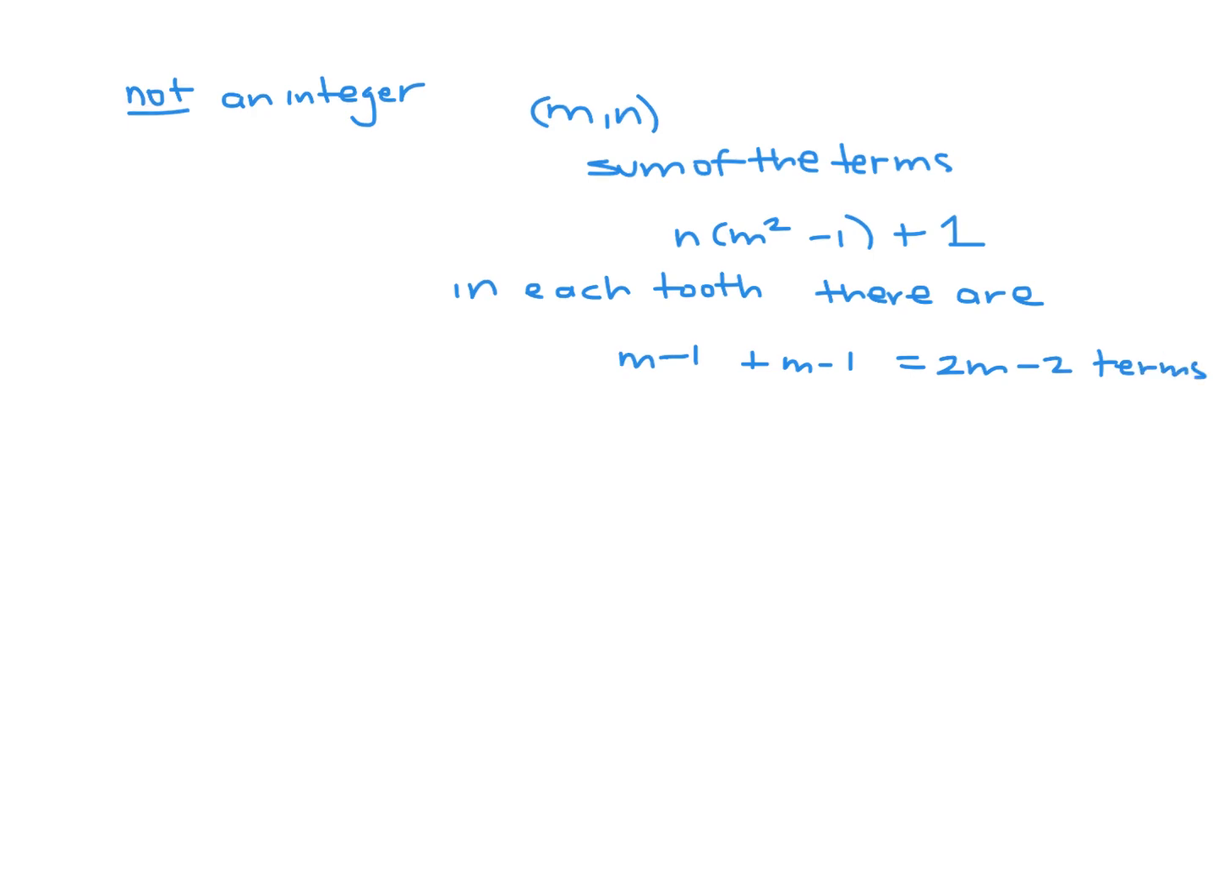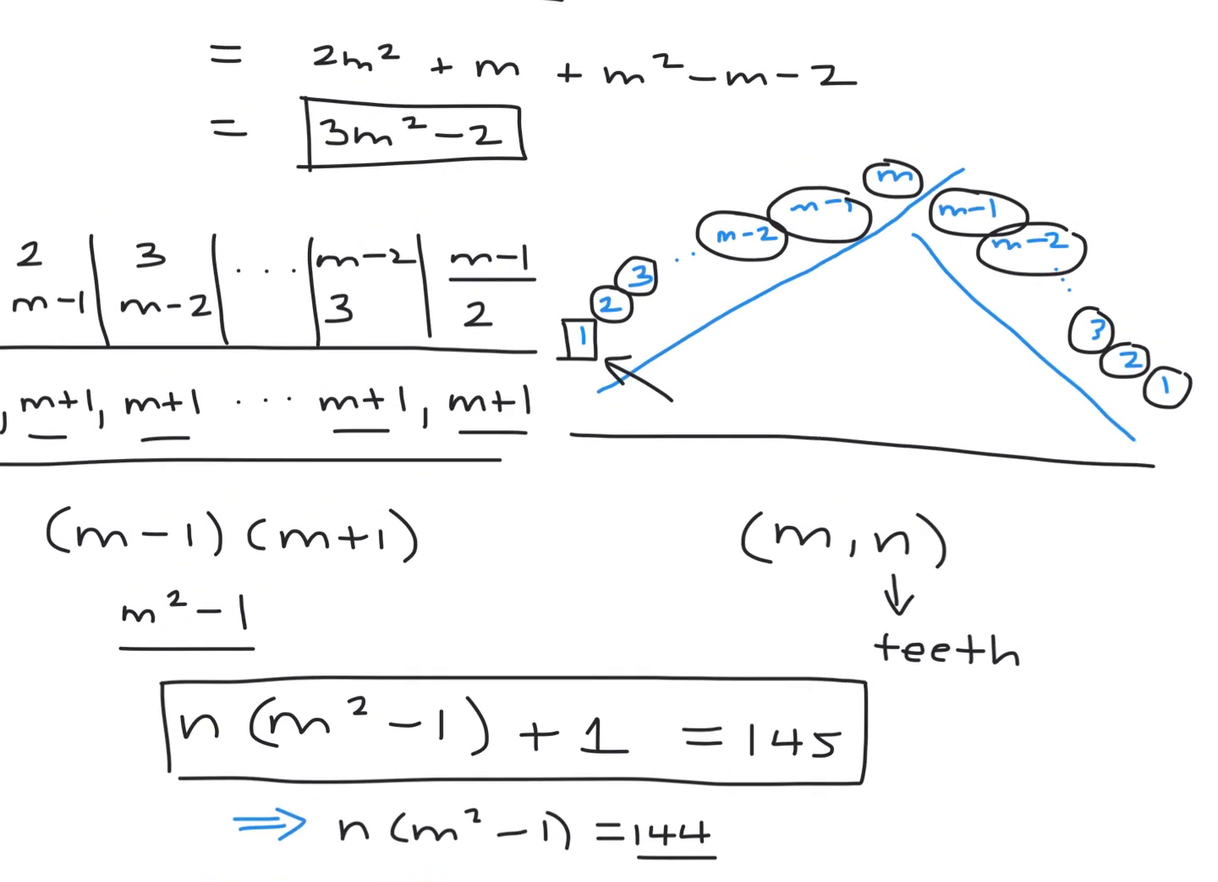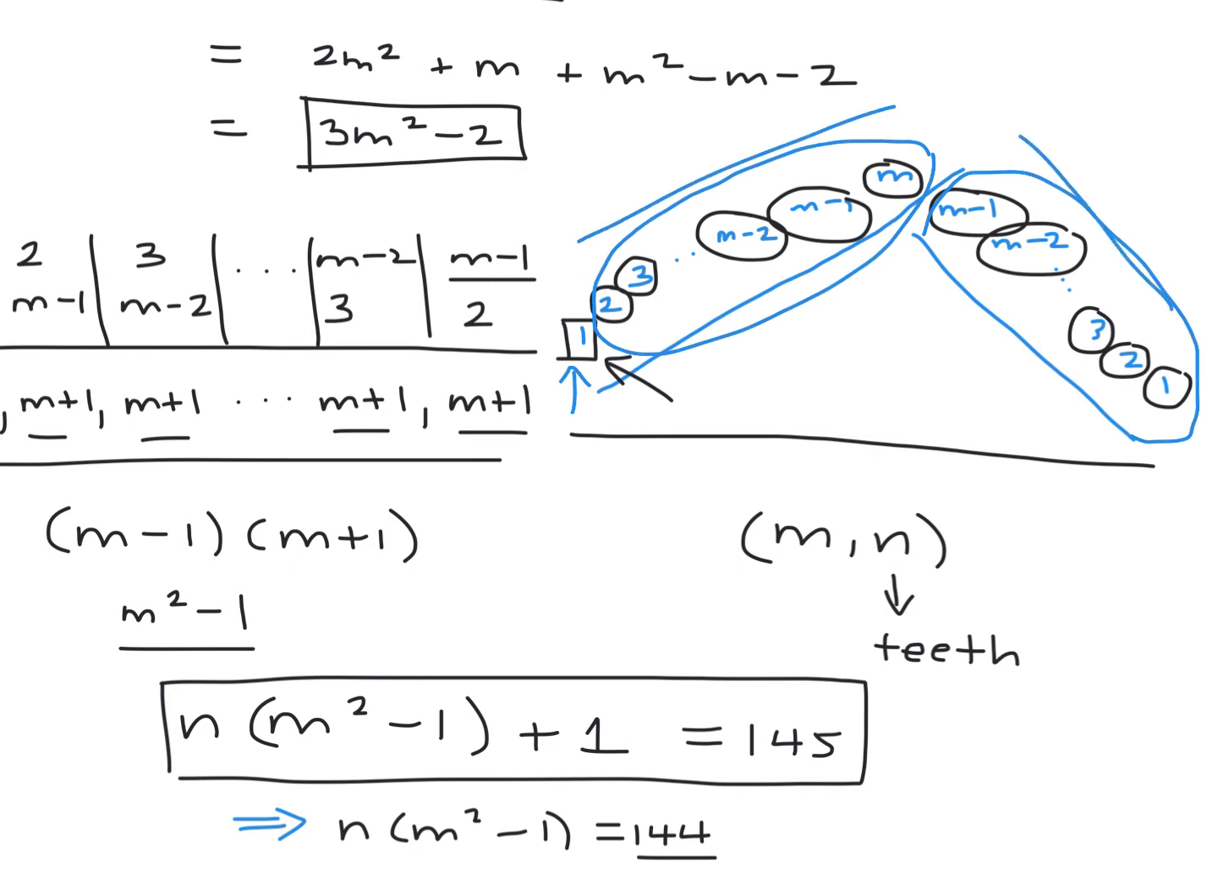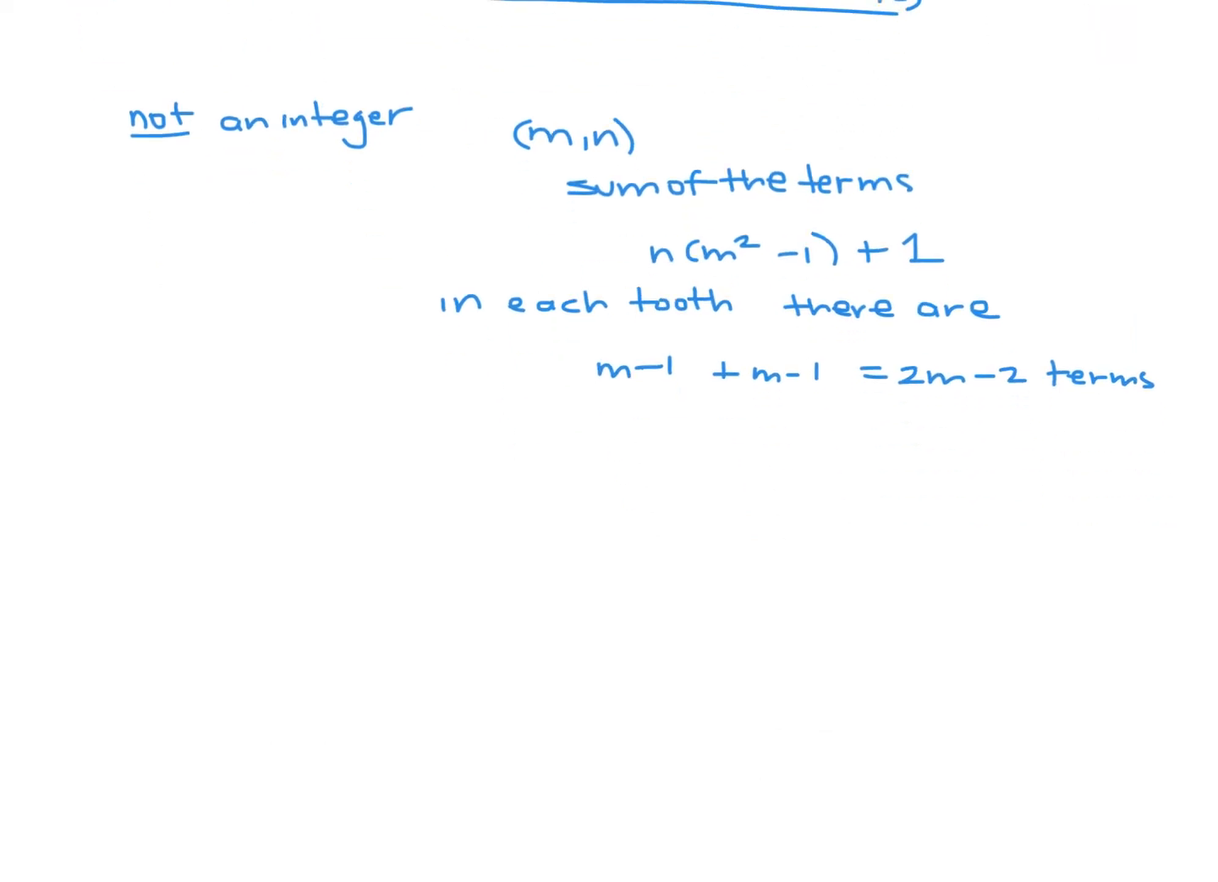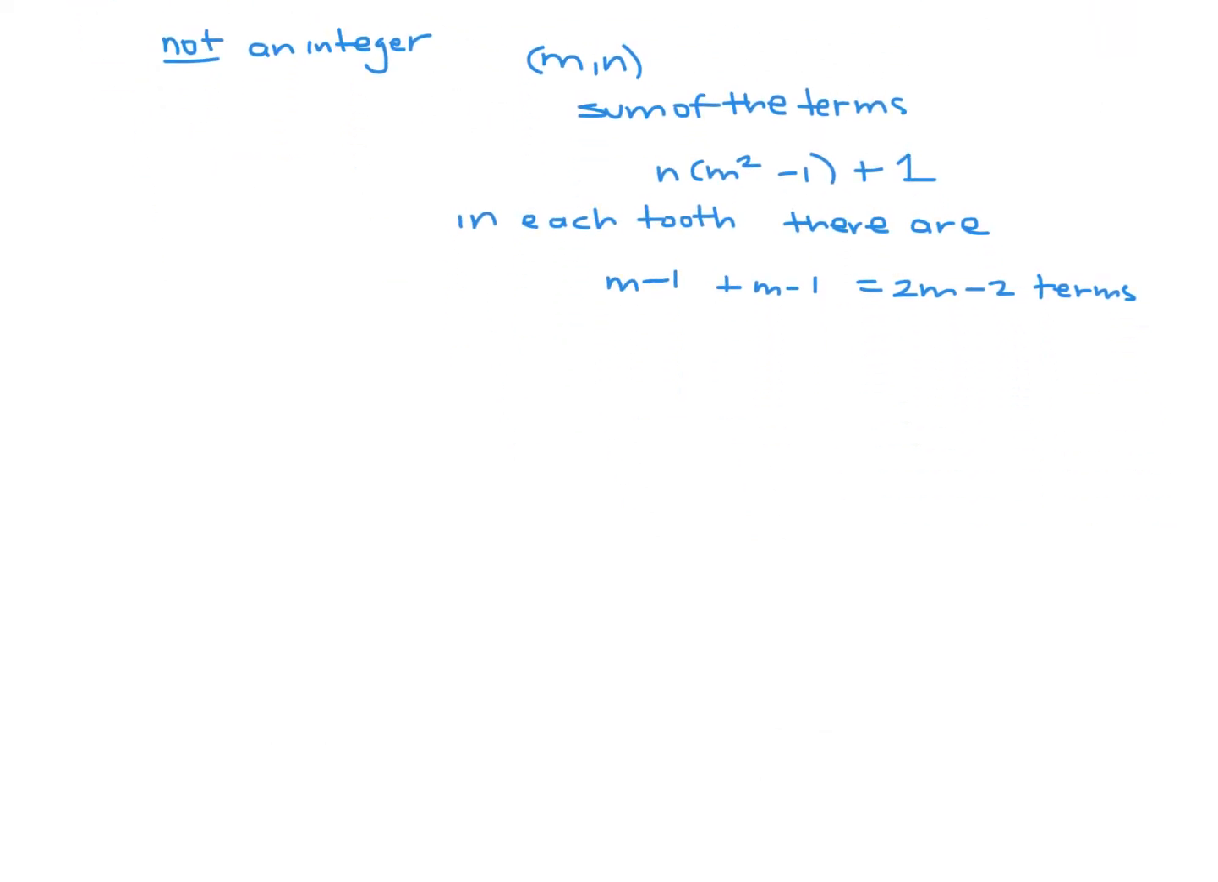Right? Let's see if I can refresh your memory. So this is a tooth. Here's m minus 1, and then this is also m minus 1. Remember, we don't count this guy. We count it at the end. So this is m minus 1 terms, this is m minus 1 terms. So that's how we got that 2m minus 2.